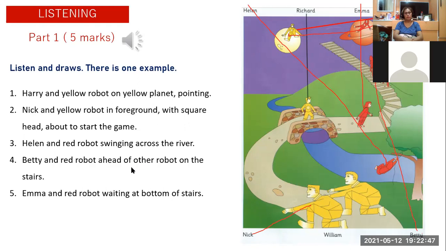Nick is a yellow robot in the foreground with a square head, about to start the game. Okay. Nick is the yellow robot in the foreground with a square head, about to start the game. Okay, next. Where is Helen in the picture?